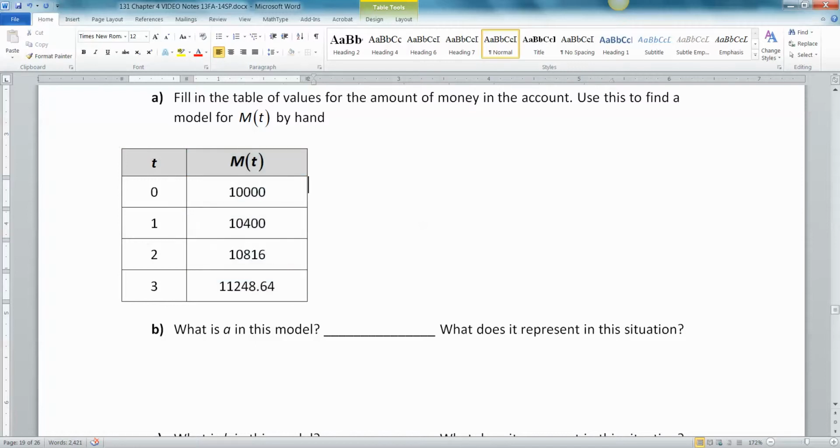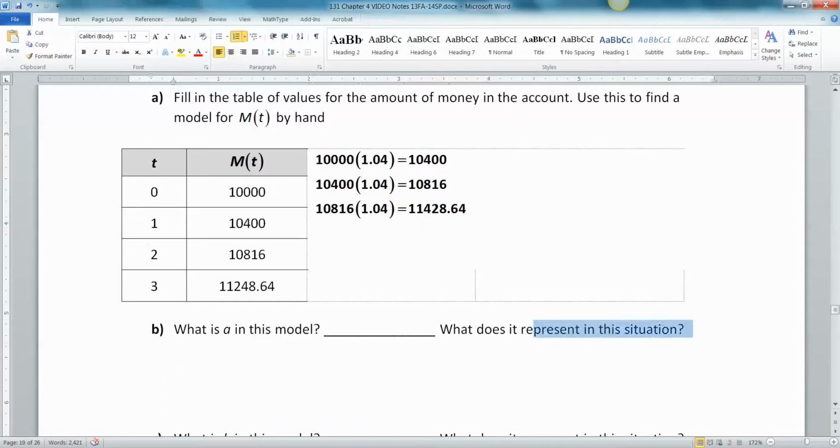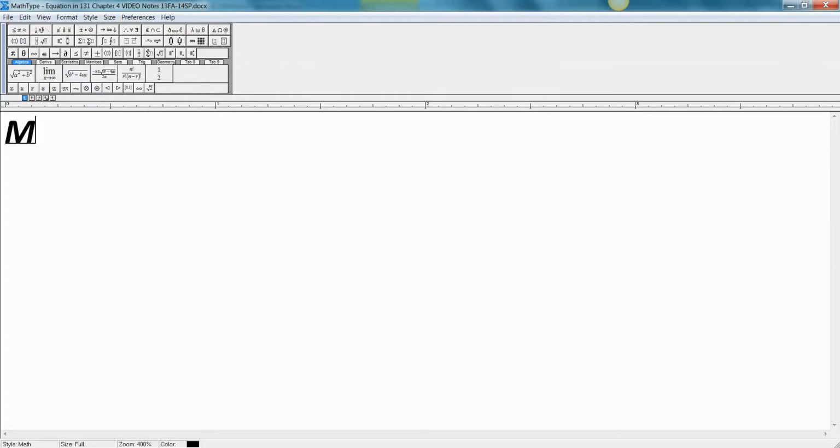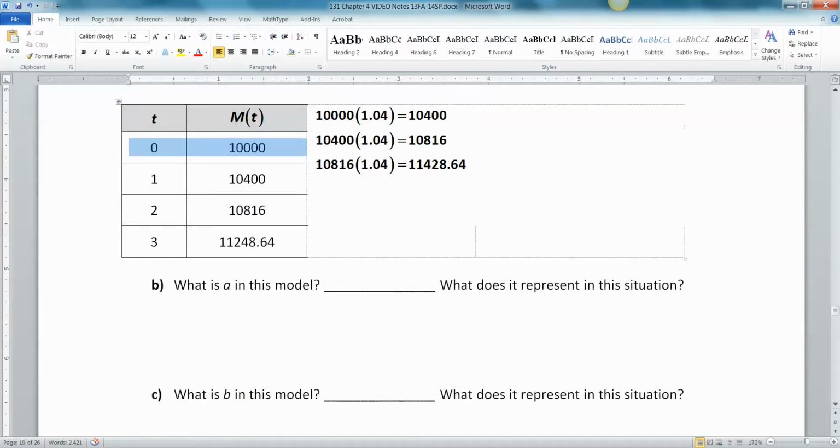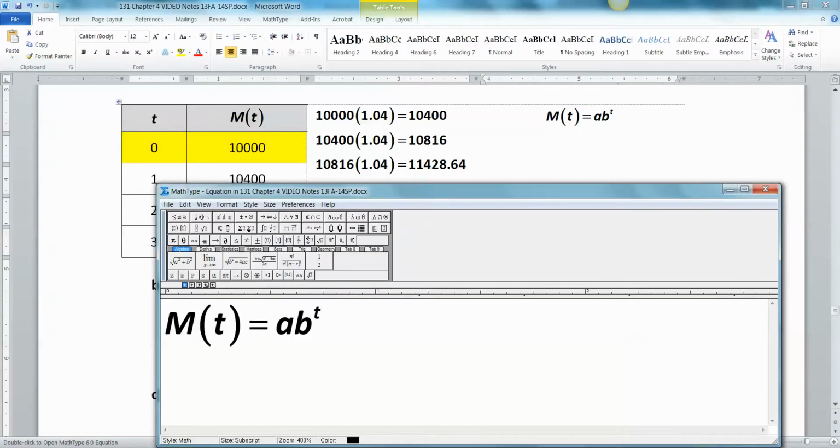All right, so let me type up what we did over here. One sec. There we go. So we were multiplying by 1.04 to work our way down the table. And then we can figure out from there what our equation is going to be. It's M of t is equal to, now we need a times b to the t, right? Now a, remember, is our y-intercept, which if we look at our table, it's rather obvious that it's 10,000, right? It was our starting amount. Okay, so I'm going to have 10,000.